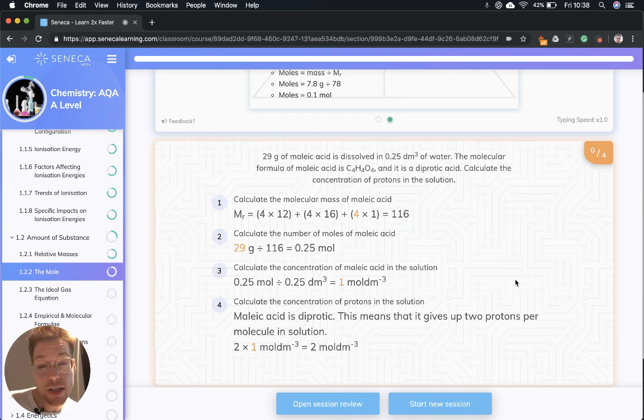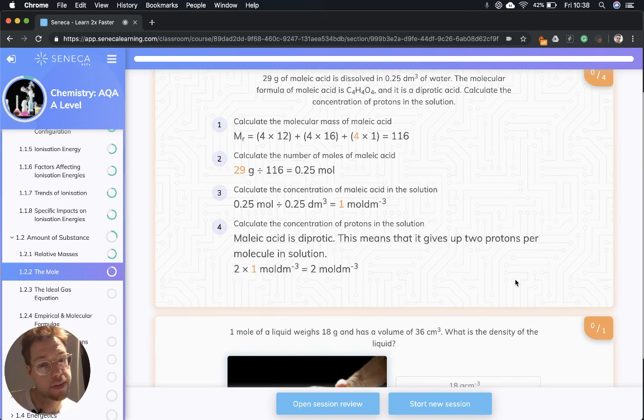So first things first, we always calculate the molecular mass. So remember that formula was C4H4O4. So use a cute little periodic table. Carbon has an atomic mass of 12, hydrogen of 1, and oxygen of 16. So we'll do 4 times 12 for the C4, 4 times 1 for the H4, and you guessed it, 4 times 16 for the O4. We add that all together, that gives us a nice MR of 116.